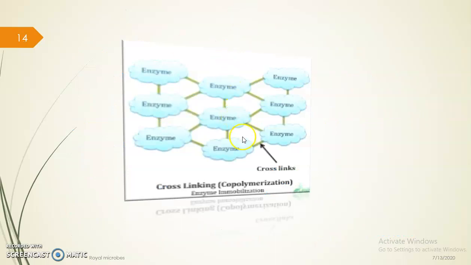This is the cross-linking of the enzyme. Here cross-links are formed between the enzymes with the help of a polyfunctional reagent. Therefore, the enzyme is trapped in this cross-link. And this is irreversible and it is widely used for immobilization of various industrially important enzymes.